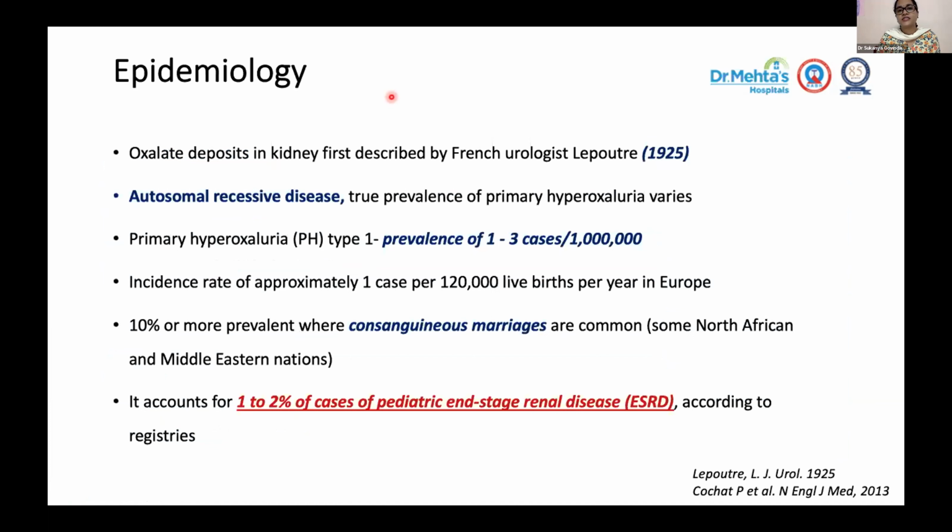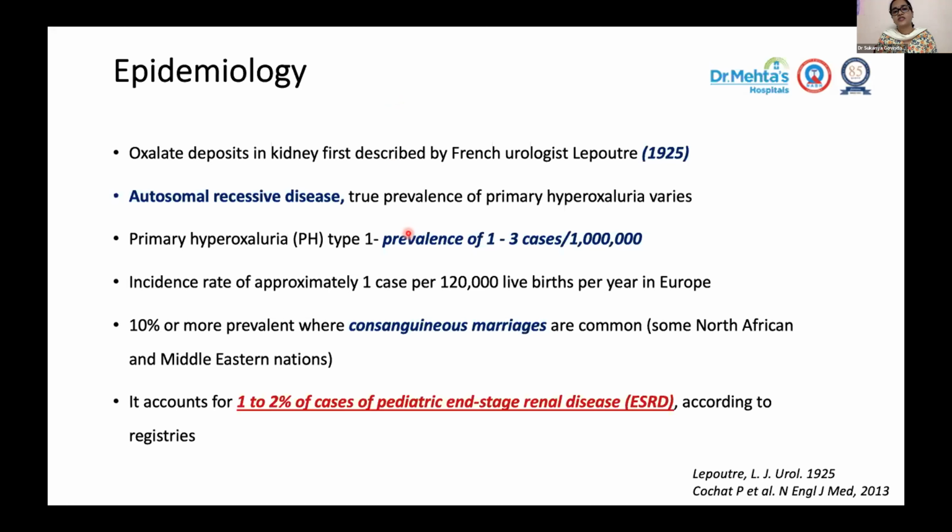This disease is quite old and has been described for almost a century. It was first described by a French urologist who looked at oxalate deposits in the post-mortem kidney of an infant. More and more we realize that this is an autosomal recessive disease, and although the true prevalence of primary hyperoxaluria varies across populations, it is generally accepted that primary hyperoxaluria type 1, the most common of these forms, has a prevalence of roughly 1 to 3 cases per million population.